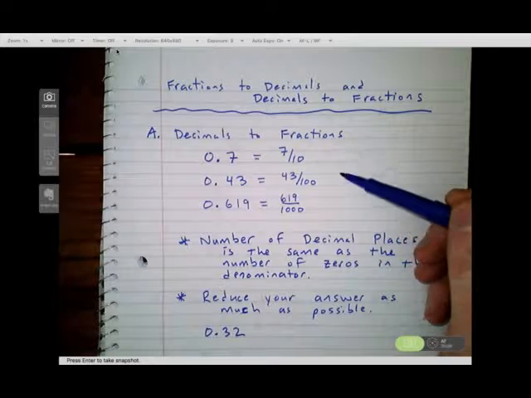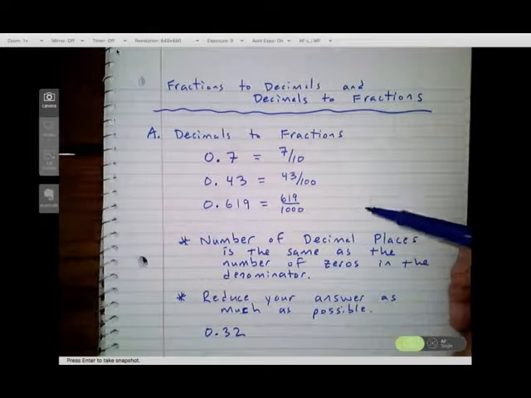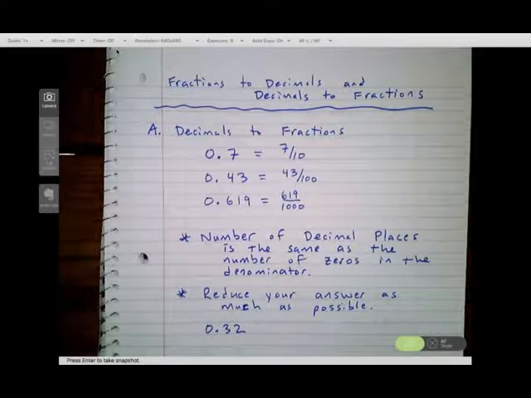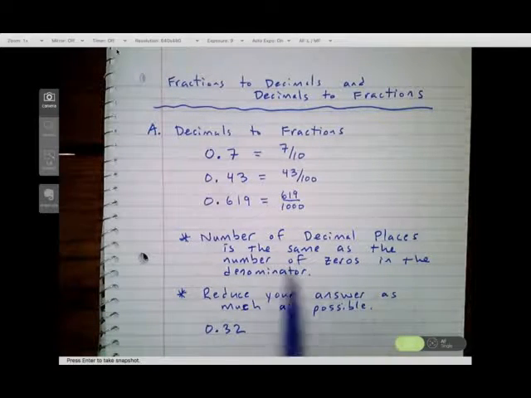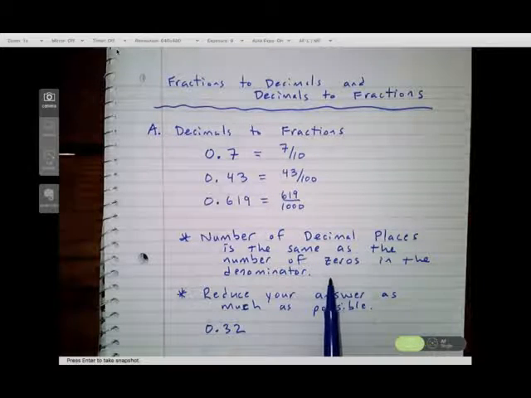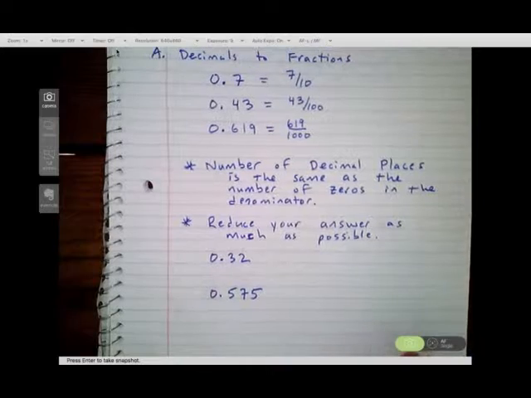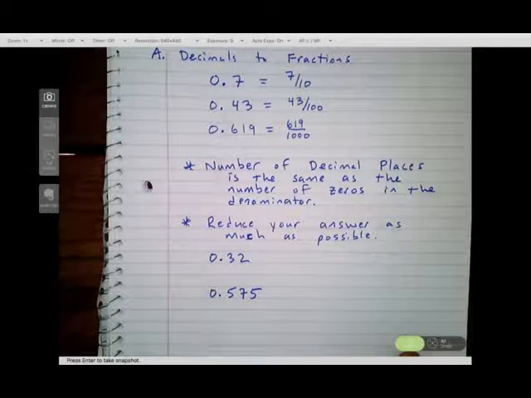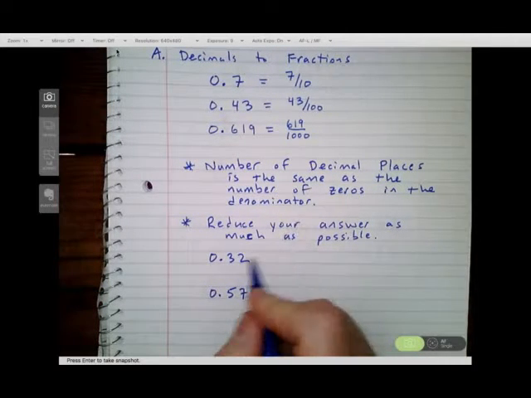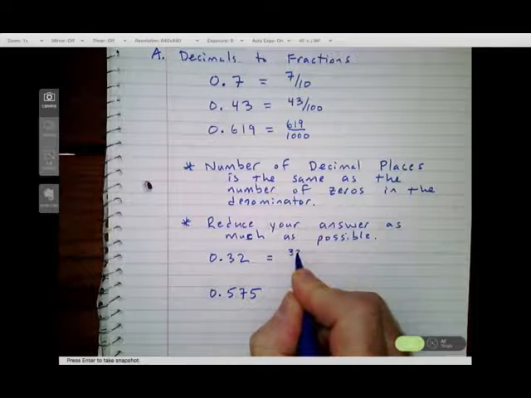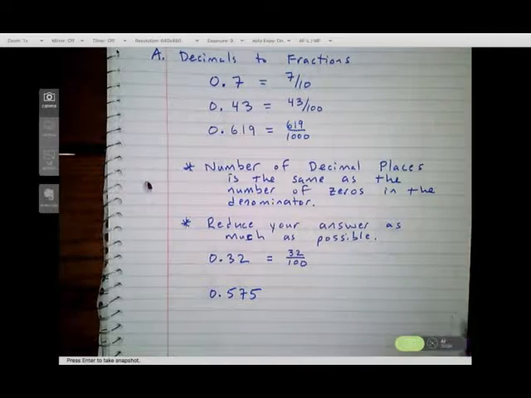Now in all these cases we can stop because we can't reduce them. But for some of the ones you're going to need to do, you're going to have to keep going and reduce them a little bit more. So as I said here again, the number of decimal places is the same as the number of zeros in the denominator. We want to reduce our answer as much as possible. So here, let's look at this guy. 0.32. Well, 0.32, the correct way I suppose to say that is 32 hundredths. And now we got to reduce.